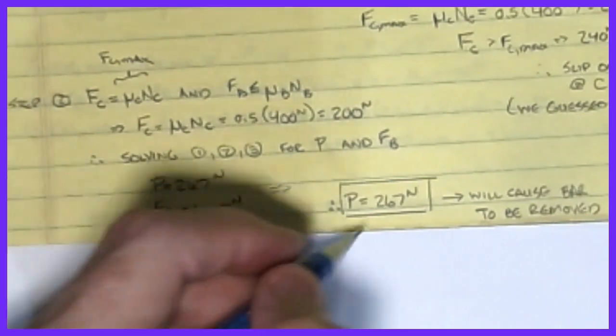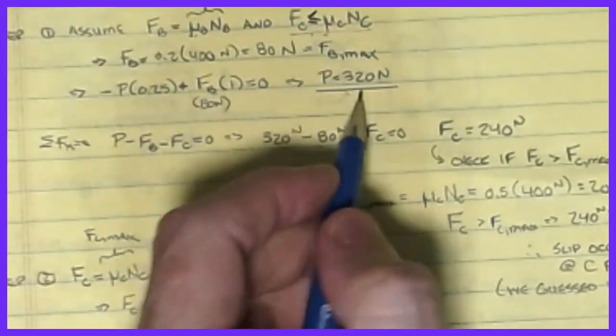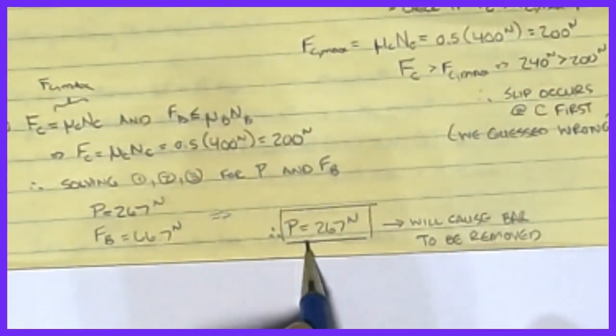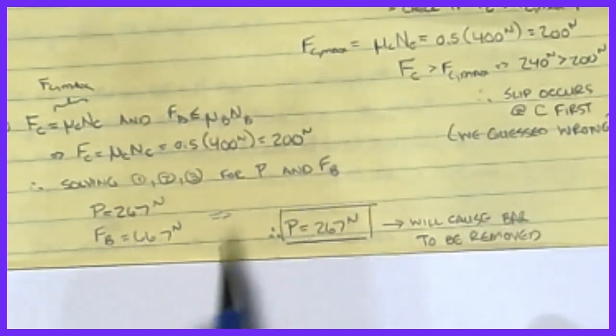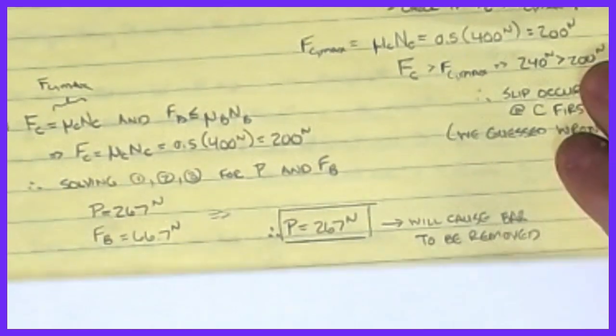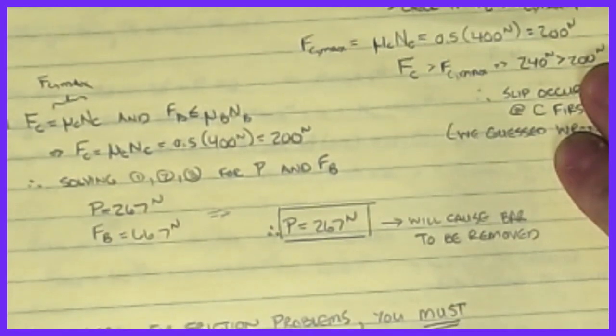Okay, so the P from this case is 267, all right, as opposed to the 320 that we got previously. So for that reason, as soon as I hit 267, the bottom of that block will start to slide. Okay, and then I'll be able to pull it out. So 267 newtons is my limiting load, and that will cause the bar to be removed, or that block to be removed.